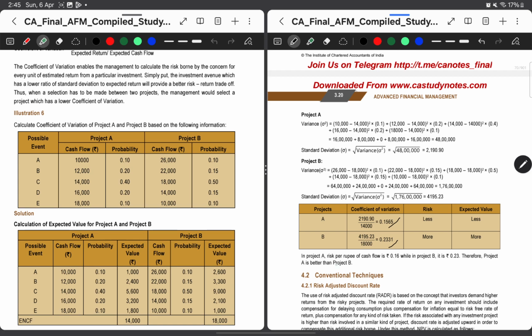So in project A, the risk per rupee of cash flow is 0.16, while in project B it is 0.23. Therefore project A is better than project B as the risk is lesser. So we'll go with the less risky one, right?